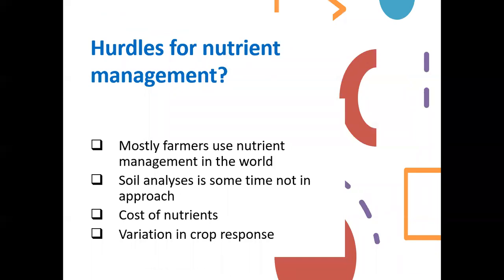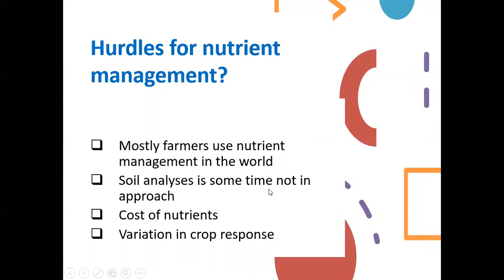So what kind of hurdles can there be when we are talking about nutrient management? Mostly farmers use nutrient management in the world. तो पहली बात ये है कि दुनिया में तकरीबन सारे farmers ही कुछ ना कुछ वो management जरूर करते हैं, इसके बगैर कोई option है नहीं.